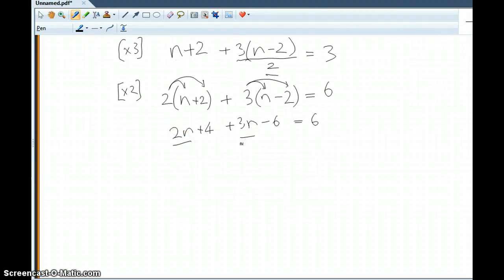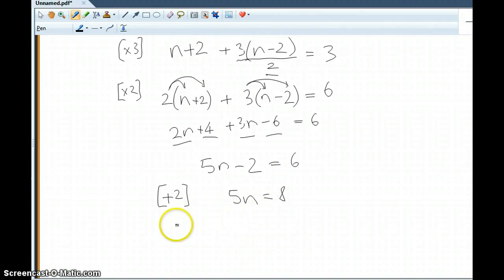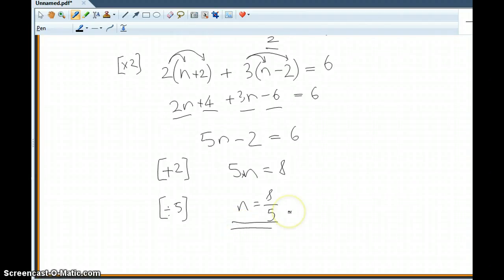Lastly, I'm going to collect these n's together. 2 plus 3 of them is 5 of them. And 4 minus 6 becomes minus 2. Must equal 6. Getting very, very close to a solution now. To undo a minus 2, I'm going to add 2. To undo a multiplication by 5, I'm going to divide by 5, both sides. And I would leave my answer as 8 over 5, because 5 doesn't go into 8, so just leave it as a fraction. Sorry, that was simplifying, this was expanding.